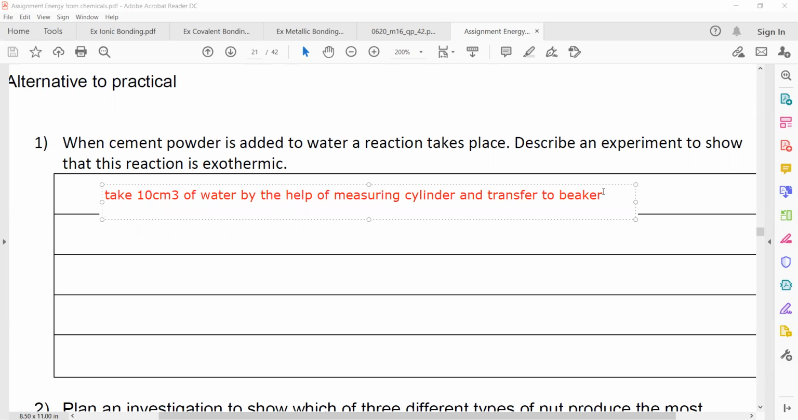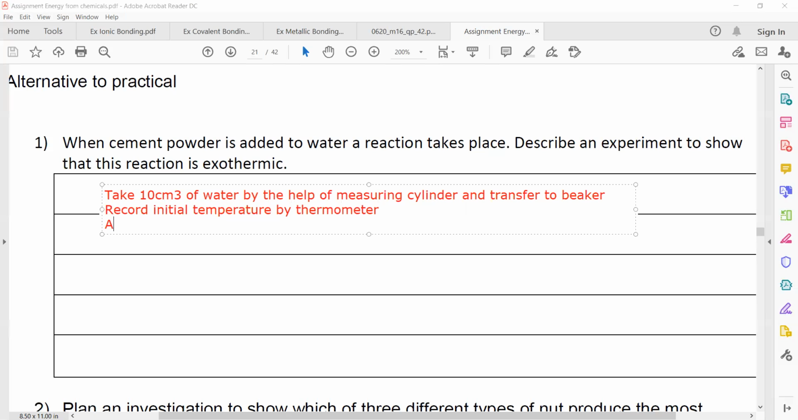Then record the initial temperature by thermometer. Then add cement by spatula. The spoon which we use to transfer a solid, we call that a spatula. Then record the temperature, or record the final temperature.